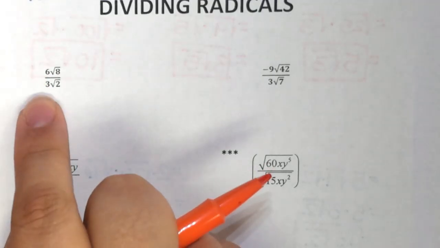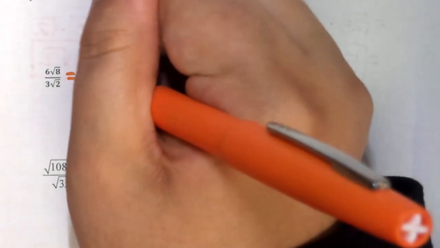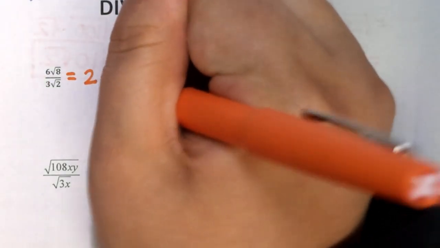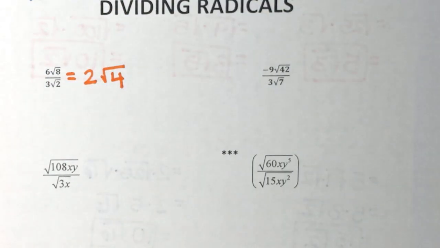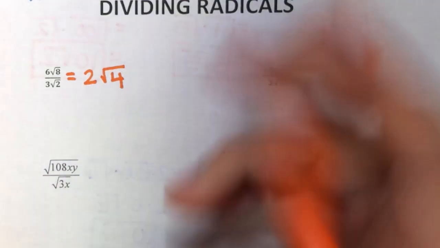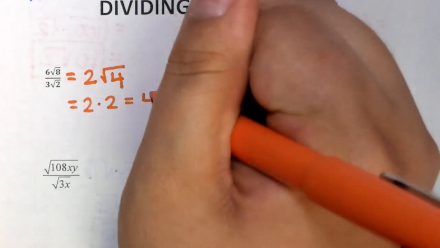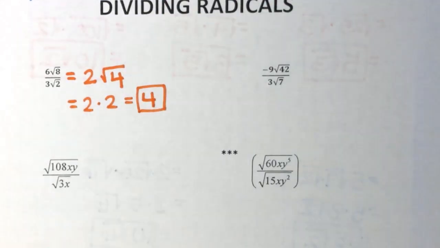What is 6 divided by 3? What is 8 divided by 2? Can I simplify this any more? What's the square root of 4? 2. So 2 times 2 is 4. Right, Xavier?